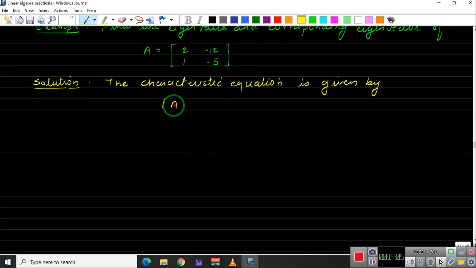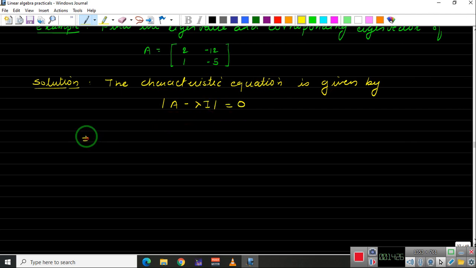Determinant of A minus lambda I is equal to 0. Of course, you should know how to add, subtract, and multiply matrices. That is very important, and we will assume that you know all these things. So the characteristic equation of this matrix is given by determinant of A minus lambda I equals 0.